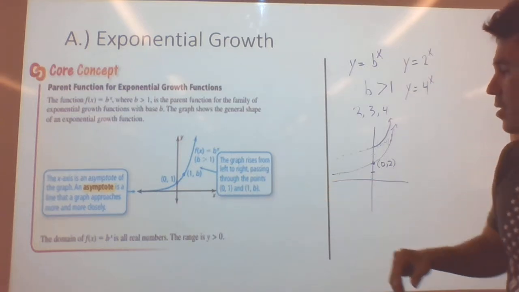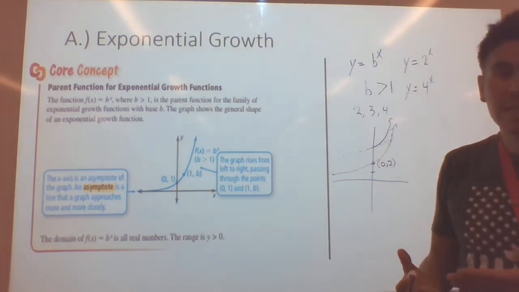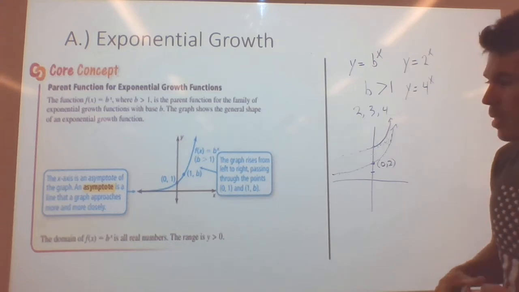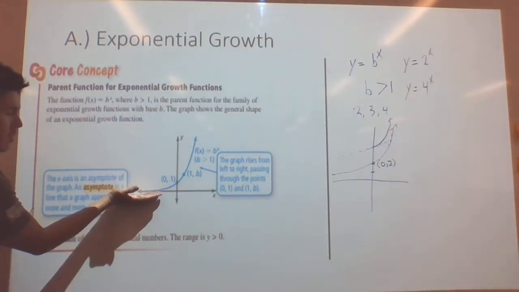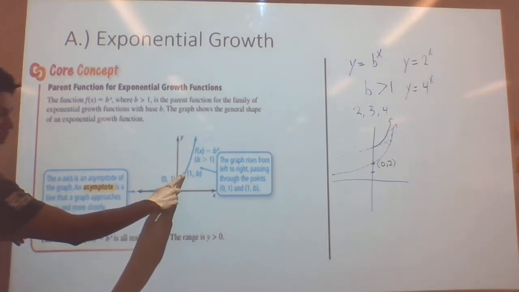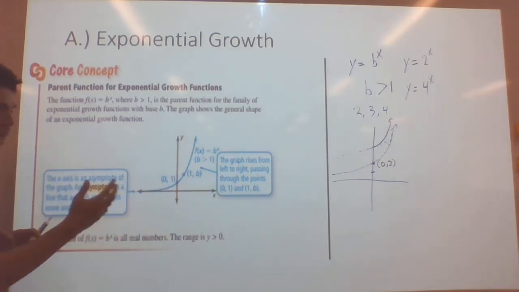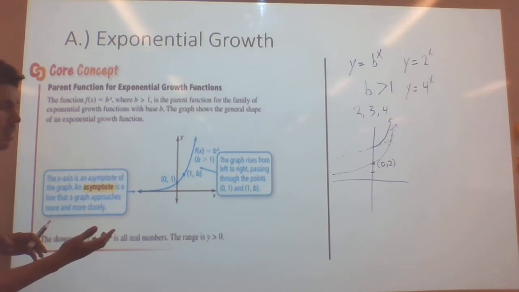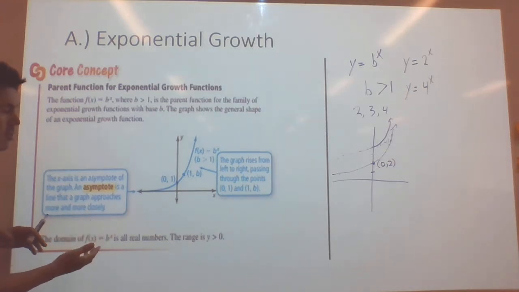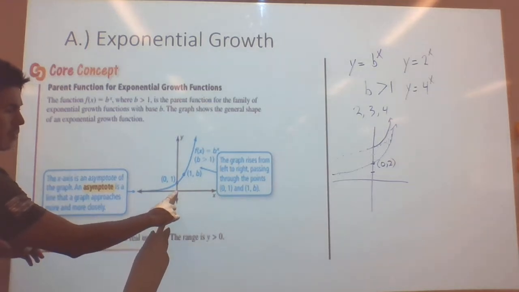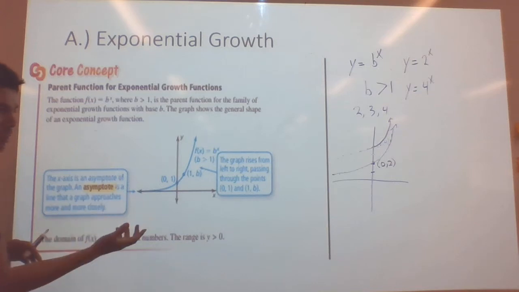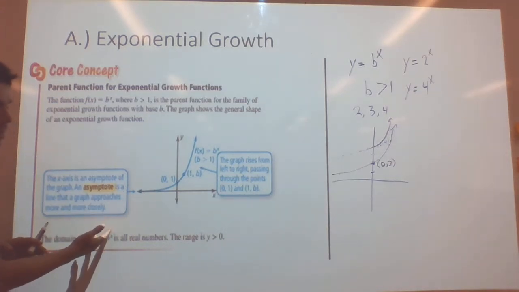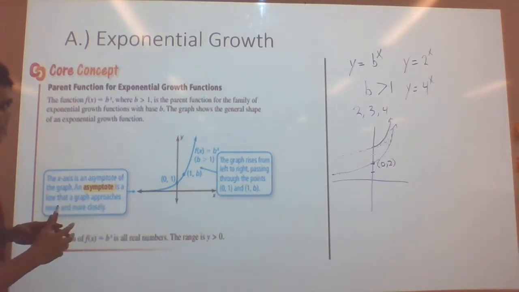Another thing I want to throw in here is asymptote. What does the word asymptote mean? In terms of an exponential function, it's a value that the line approaches but never touches and never crosses. In this case, the asymptote is the y value of 0. It approaches the y value of 0, but it never touches it and never crosses it. It approaches it for infinity.